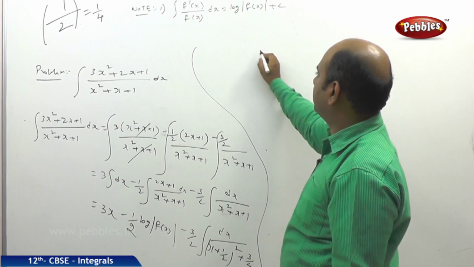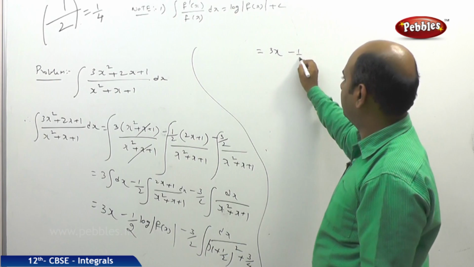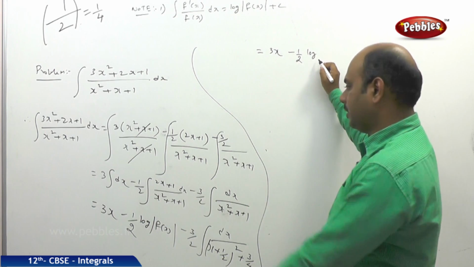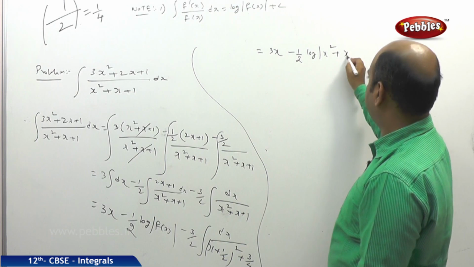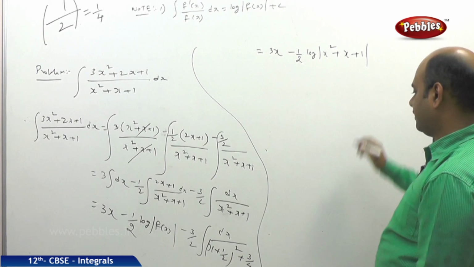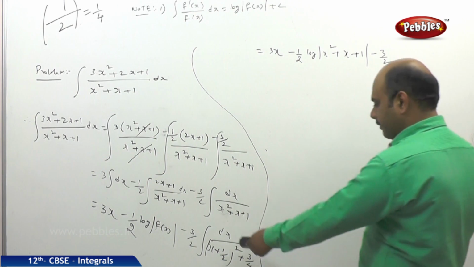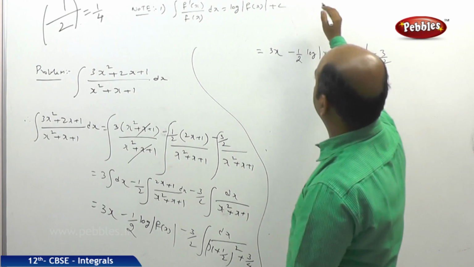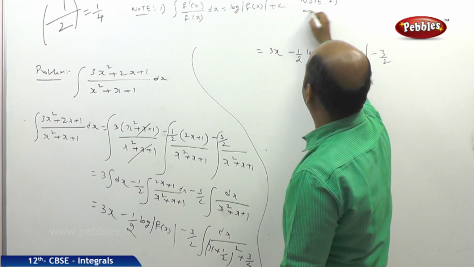So finally what happens? That is equal to (3x minus 1)/2 log mod f of x. f of x means what here? x square plus x plus 1 minus 3 by 2. If you observe carefully, again it is another formula. What is that formula? I am writing it like a note here.